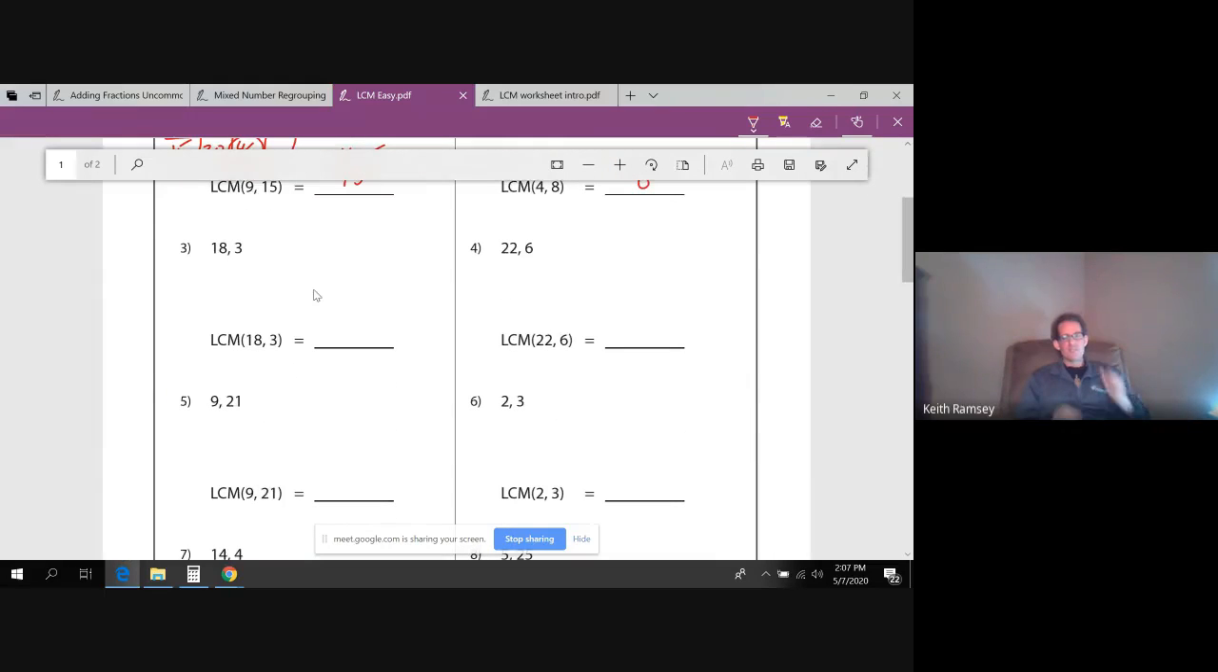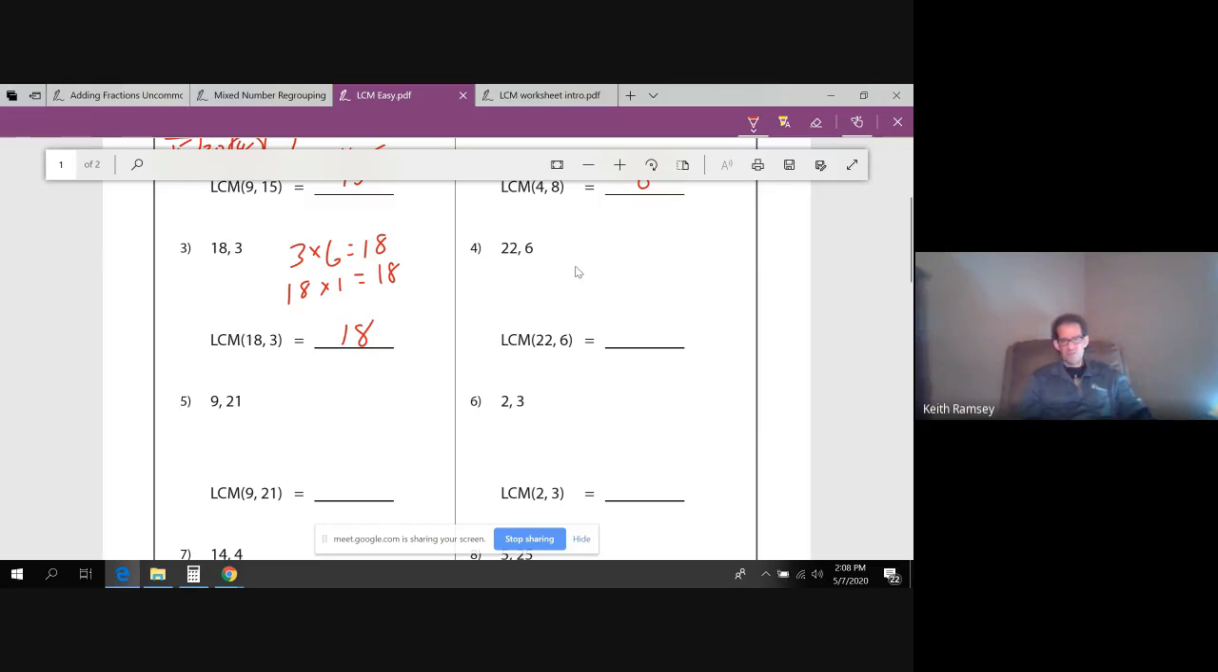Here I have 3 and 18. Always ask yourself, is one of the numbers a multiple of the other number? So if you know that 3 times 6 is 18, and 18 times 1 is 18, then your least common multiple is 18.